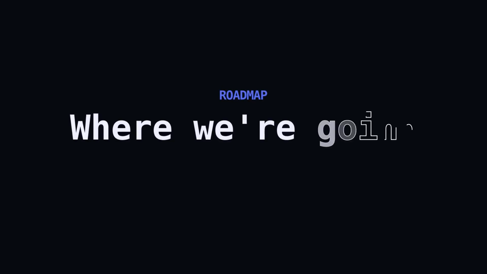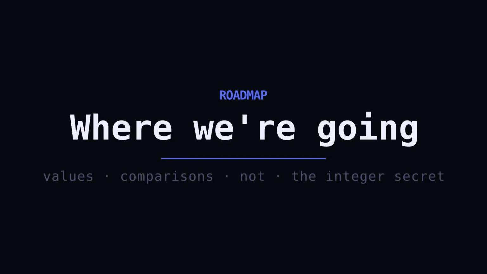Here's the plan. First, what a Boolean actually is, then how comparisons create them out of thin air, then how to flip and combine them, and finally, that integer secret from the cold open, plus a couple of real-world ways you'll use all of this.